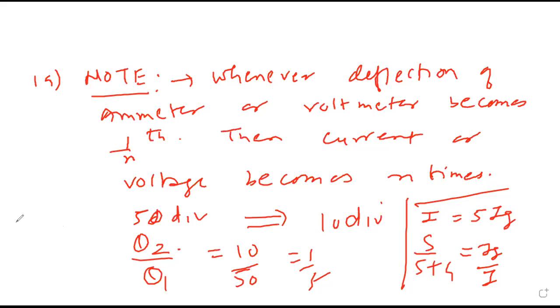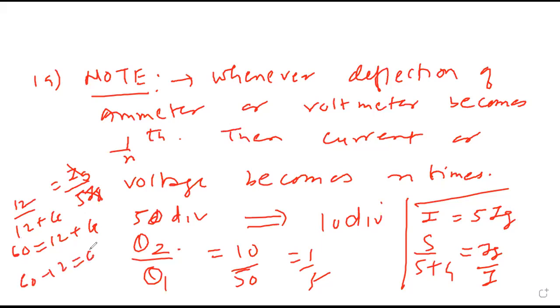Deflection becomes 50 to 10 when shunt of 12 is applied. What is galvanometer resistance? Shunt of 12, galvanometer we want. Current I becomes 5 times Ig. So Ig cancels. 60 equals 12 plus G. 60 minus 12 equals G. 48 equals G. Option D.